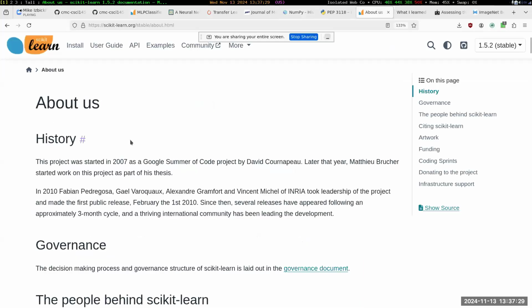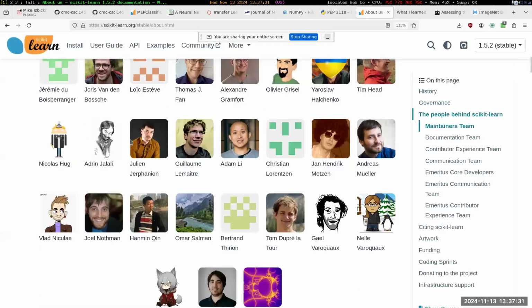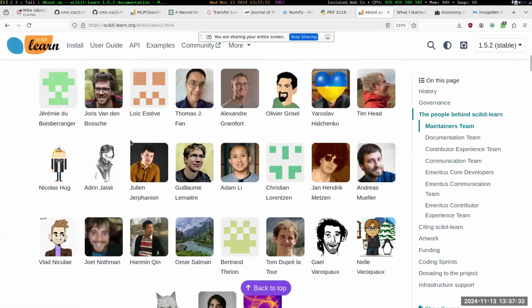But there's a lot of people who worked on scikit-learn. Here are the pictures of those core developers. Again, all of these people were in PhD programs when they started this development. Most of them were forced to drop out of their PhD programs and do something else because of their contributing here to scikit-learn.